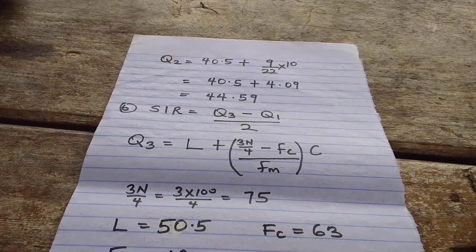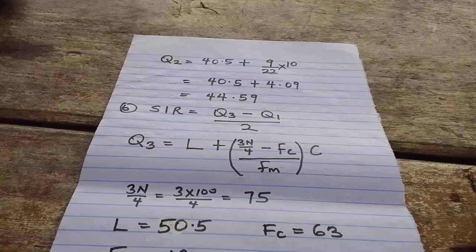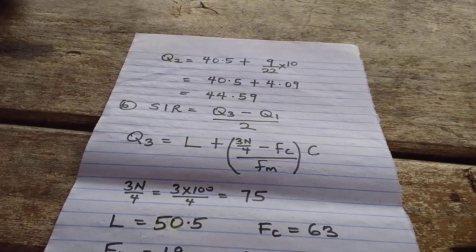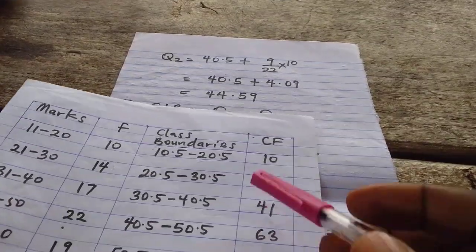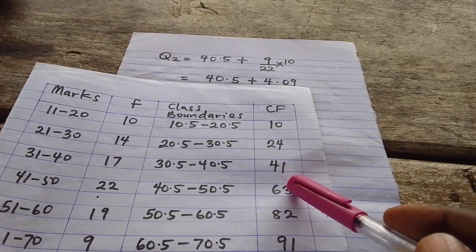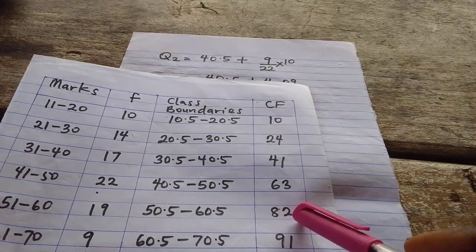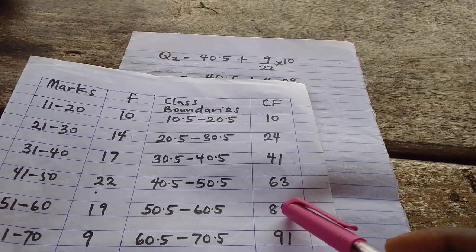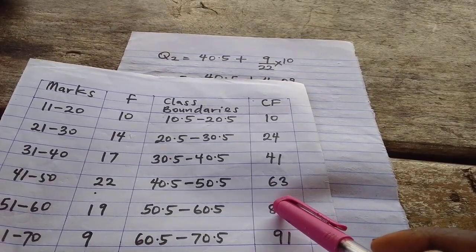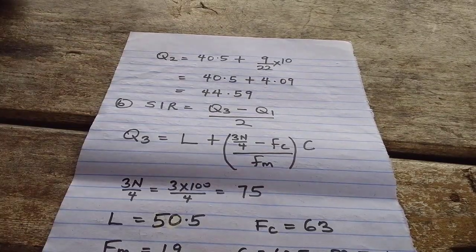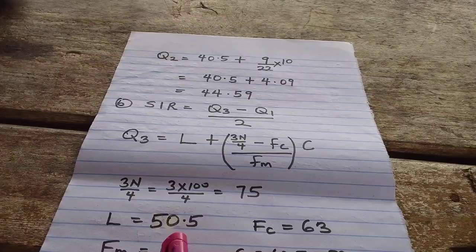To get the lower class boundary of the class containing the third quartile, you are now going to come back to the table. You are going to use the table to decide which one you are going to pick. So now you look for the cumulative frequency. Where will you get 75? 63 is not up to 75. 82 is more than 75. So that means 75 will be in this group. So the lower class boundary of this group is now 50.5. So that is what we write for your L, 50.5.